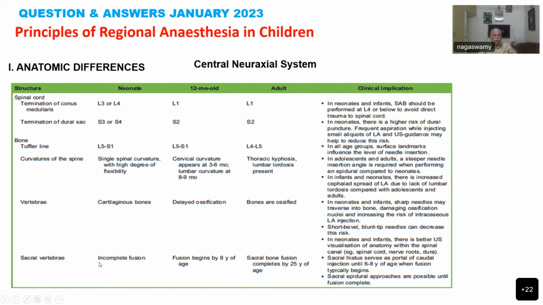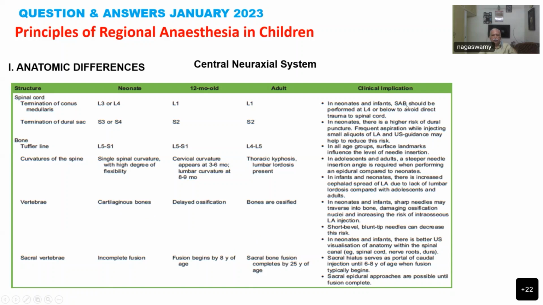And sacral vertebrae have incomplete fusion. The reason we have to give a large volume is that the drug you give does not stay in the caudal epidural space. It may seep out. So that is the reason why we have to give a little larger dose, especially if you want to do a caudal or a sacral epidural in an adult. You have to give almost 40 ml, because it can seep out through all the foramina and come out. So these are all the clinical implications.